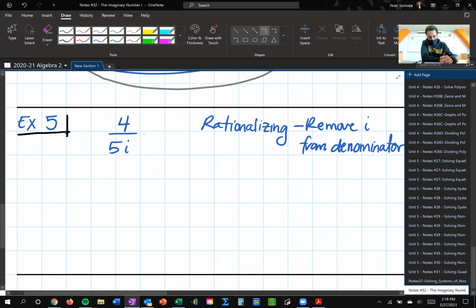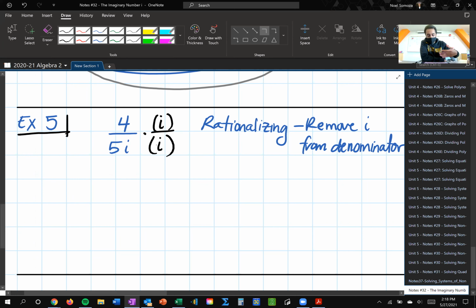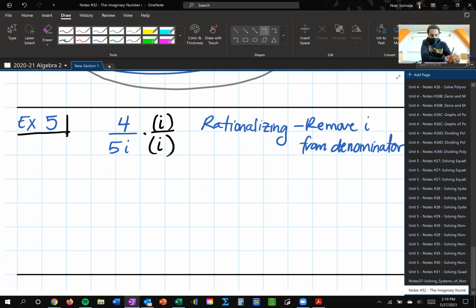So what I can do now is multiply top and bottom by the value of i. Why is that allowed? Well, i over i, if you think about it, is just one. i divided by i is one. So I'm not really multiplying by anything other than the number one. If I multiply by one, I'm not changing it. So I'm maintaining the integrity of the rational number, but I'm multiplying by i over i. Why does that help?